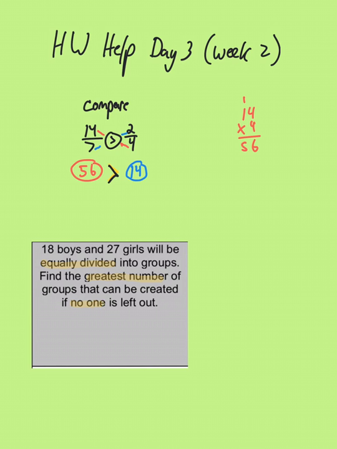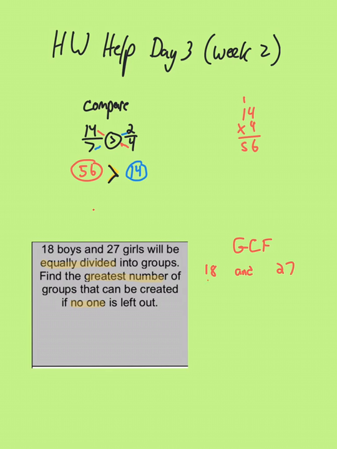So if we put all those clues together, what that means is we are looking for the greatest number that goes into 18 and 27. In other words, this is a greatest common factor problem. So I'm going to find the greatest common factor of 18 and 27. Remember to do this with factor trees, unless if you know the biggest number that goes into 18 and 27, you don't have to do factor trees.